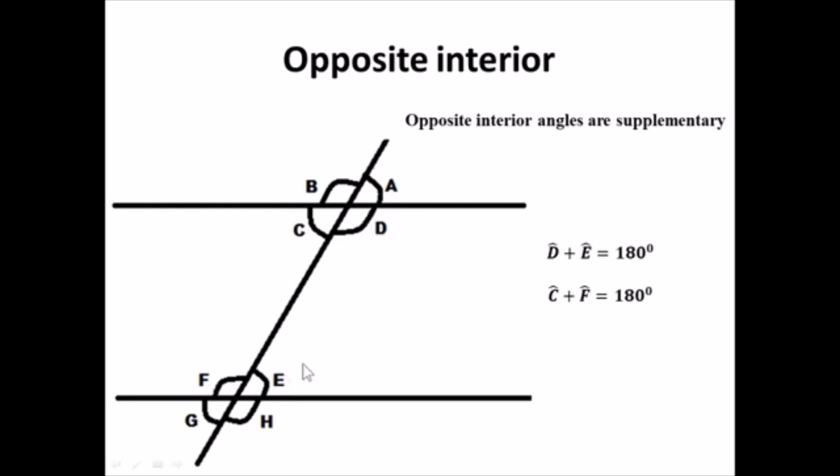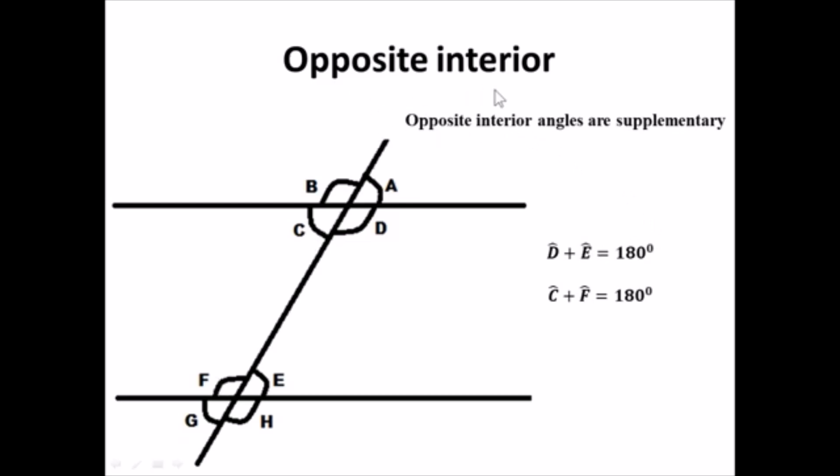So the addition of angle D and angle E will give us 180 degrees. That's what the theorem is saying. Also, if you look at the other side of those parallel lines, angle C and angle F are also facing each other, and they are also interior angles. So it means that the addition of angle C and angle F will also give us 180 degrees. That is what the theorem is talking about.